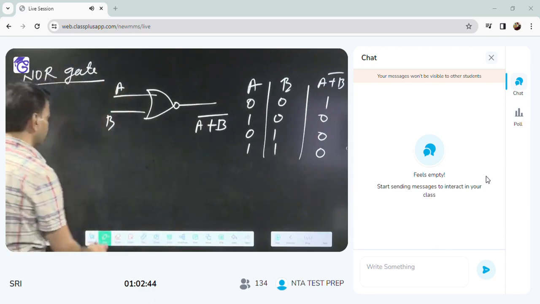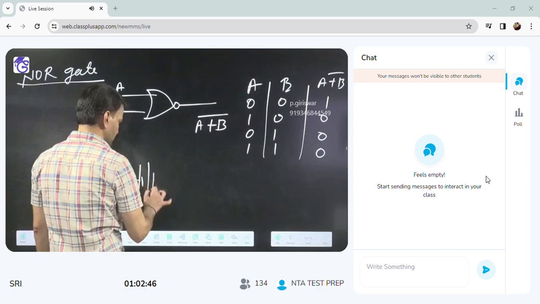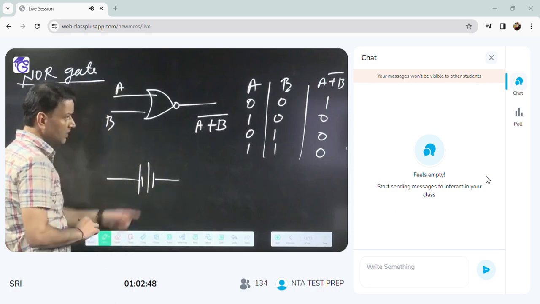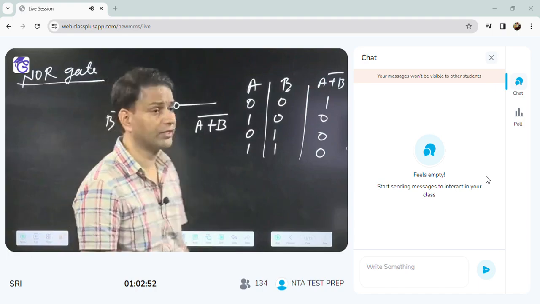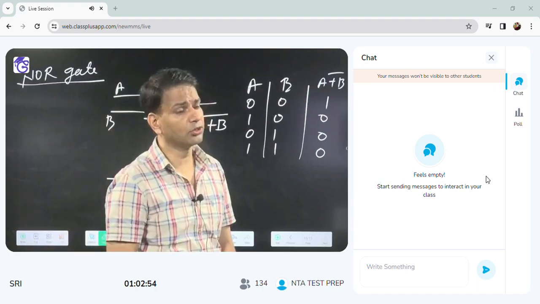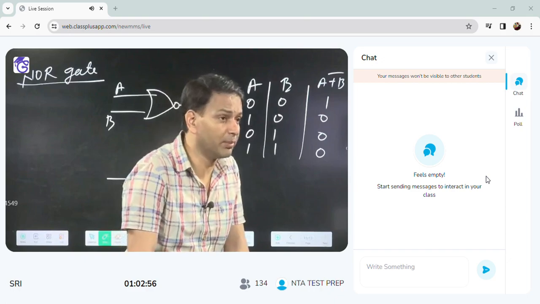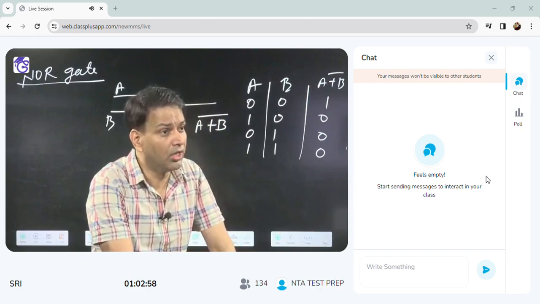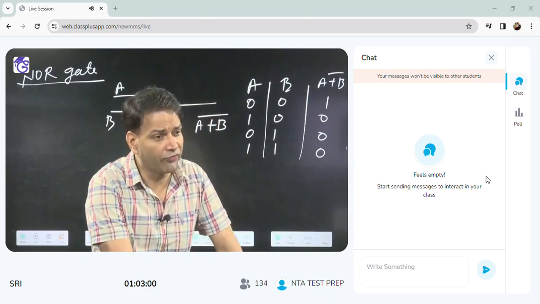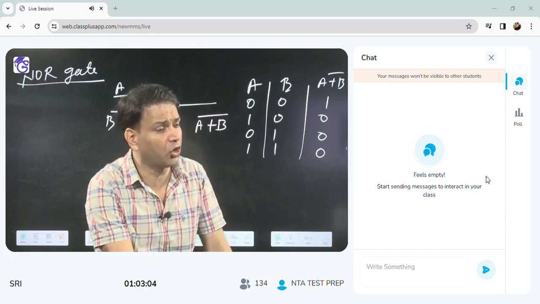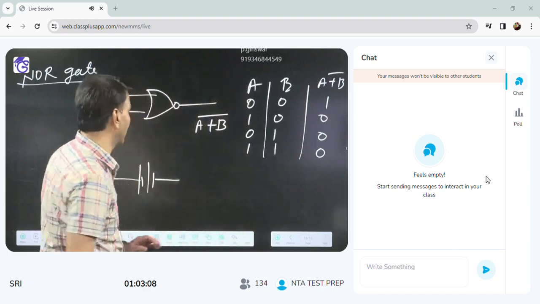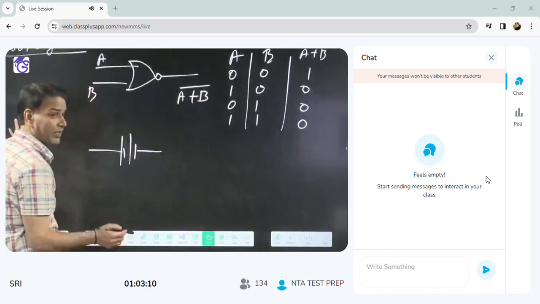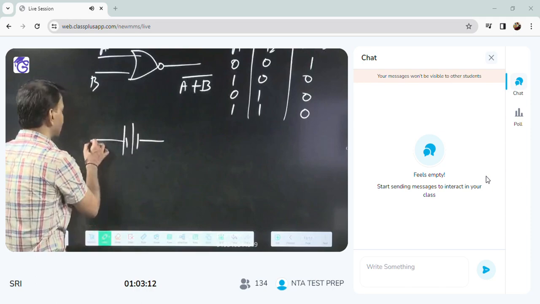Circuit diagram. Now you can see the bulb will glow only when both switches are on. If any switch is off, then the bulb will not get current. It means, for the word 'any', we have to connect in parallel. For 'both', we have to connect in series. Any means parallel.